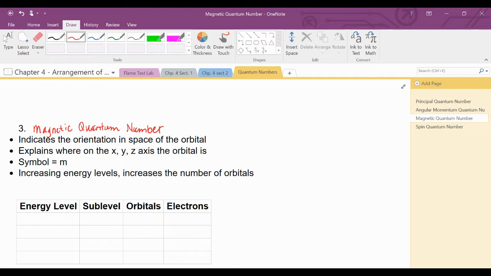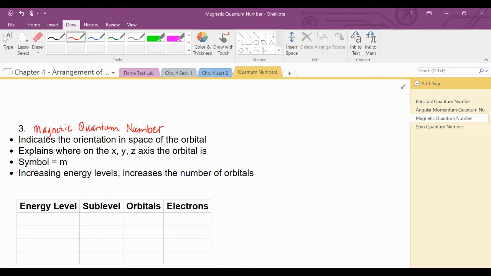And we really looked at that in our last video where we looked at the axes that P, D, and F lie along. And the symbol that we use for that is m. All right, so what I want to try to do is summarize relationships that we should know about our quantum numbers. And again, I want to relate things back to our periodic table.